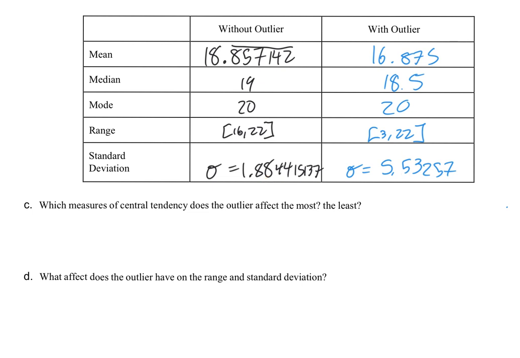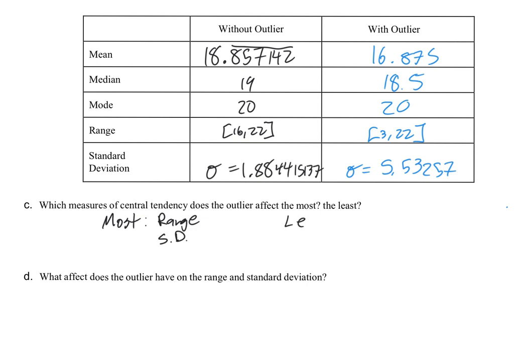So which measures of central tendency does the outlier affect the most and the least? Okay, so for most, what did it affect the most? Well, the median changed a little bit. It barely changed. By the way, if there's an even amount of numbers, you just pick the number in between your two middle numbers. The mode didn't change at all. The range changed a lot. That's a big difference to start at 16 and start at 3. And the standard deviation changed a lot. You might just see that written as SD.